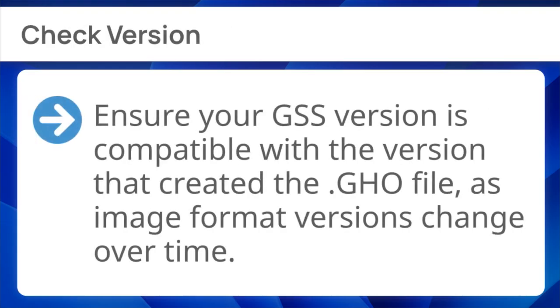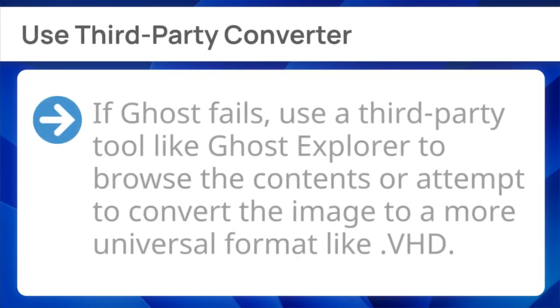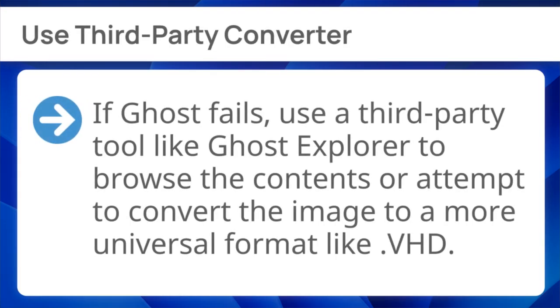Ensure your GSS version is compatible with the version that created the GHO file, as image format versions change over time. Finally, use a third-party converter. If Ghost fails, use a third-party tool like Ghost Explorer to browse the contents or attempt to convert the image to a more universal format like .vhd.